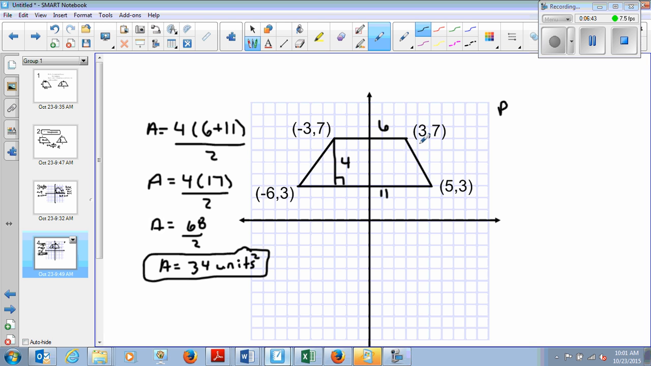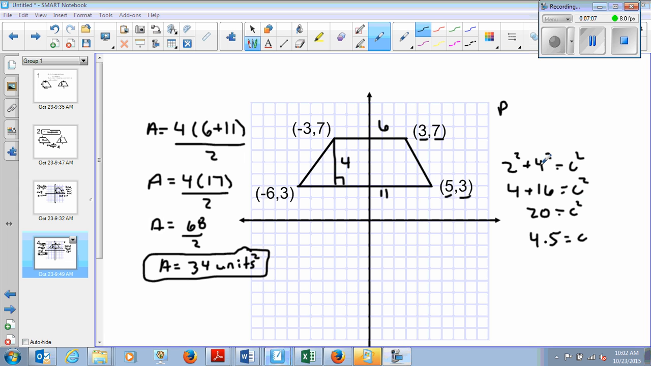So let's go ahead and find the length of this one real quick. The distance from 3 to 5 is going to be 2, so we do 2 squared, plus the distance from 7 to 3 is going to be 4. We do 4 squared. And then we do 2 times 2, 4 times 4. We get that. We add those together. We get 20. And then we take the square root of 20 to get 4.5. So this side's 4.5. Now sometimes the opposite sides will be the same, but in this one they're not quite the same. So we do need to find the length of this side.